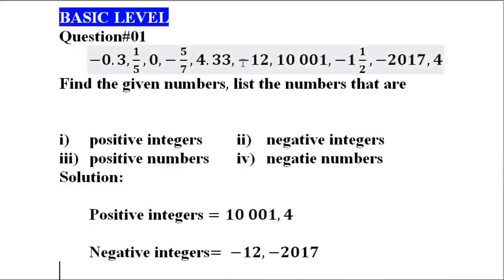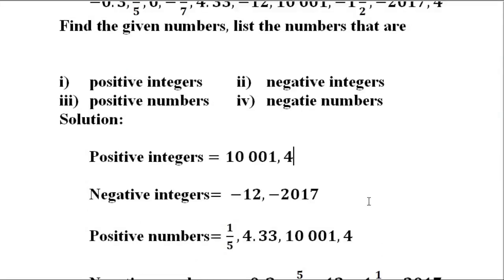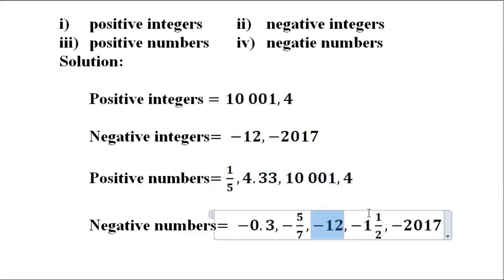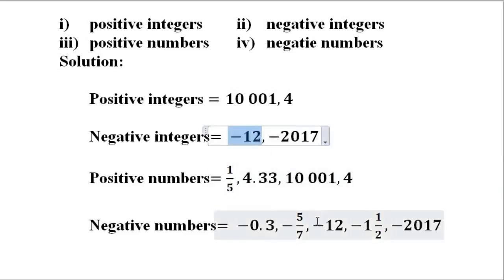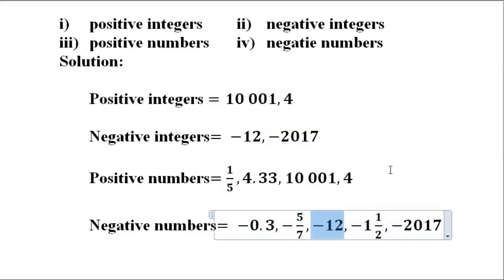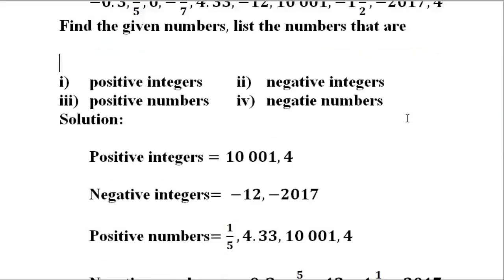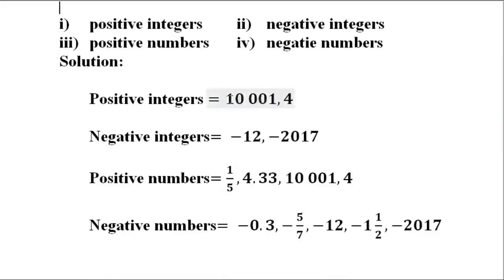Next is negative 12. Well, negative 12 is an integer as well as a negative number. As I mentioned earlier, an integer is a number, but a number may or may not be an integer. Here, negative 12 is an integer as well as a negative number. Remember, the set of integers is the collection of 0, positive integers, and negative integers. Our next number is 10,001, which is a positive integer as well as a positive number.